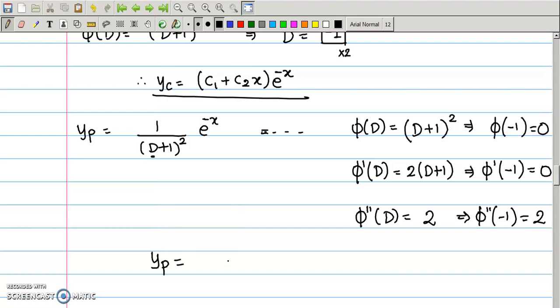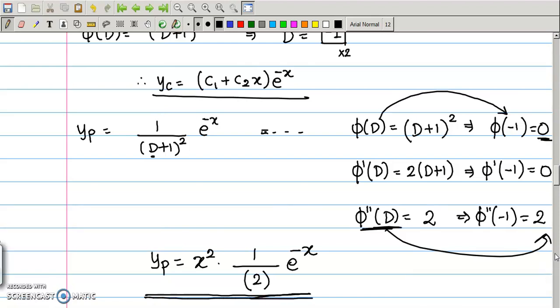Therefore, the particular integral will be, since we have differentiated 2 times, x square into 1 upon the second order non-zero term after replacing d by minus 1, which is 2, into the exponential function. So this is the required particular integral. So for calculating the particular integral, we have to summarize the method of solving. In the next lecture, we discuss more examples and figure out how to derive this formula. Thank you.